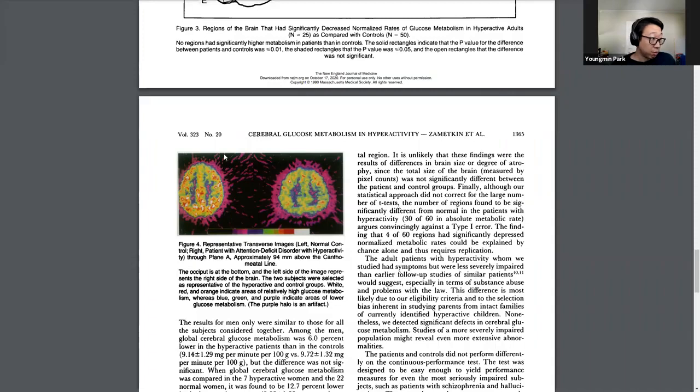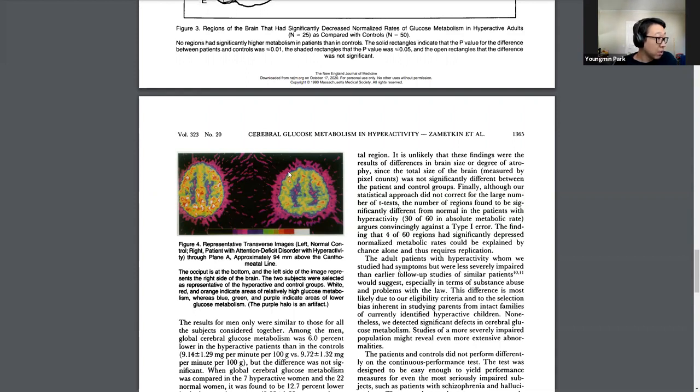And interestingly, the normal brain is just overall more active, and this demonstrates very clearly that you do have an overall decrease in glucose metabolism in an ADHD brain. All right, and the purple halo is an artifact. So, pretty striking image. I'm guessing these colors are on the same scale.